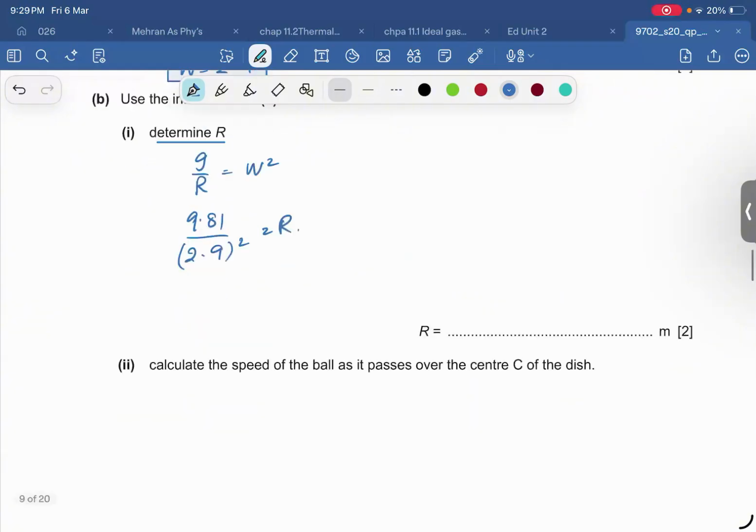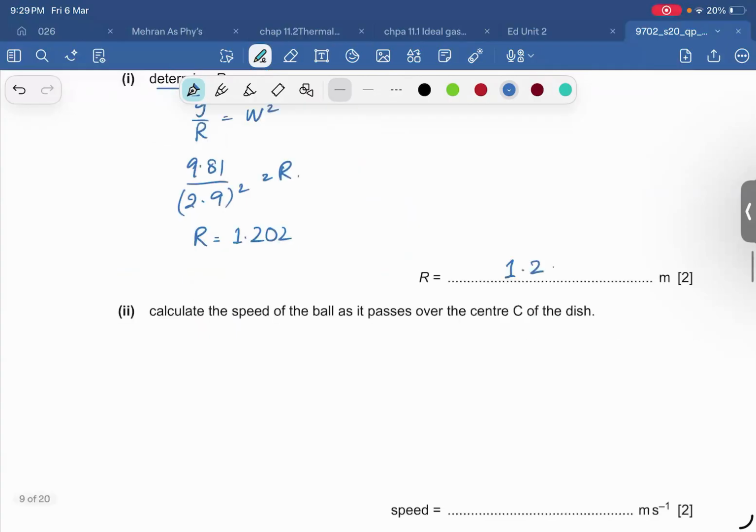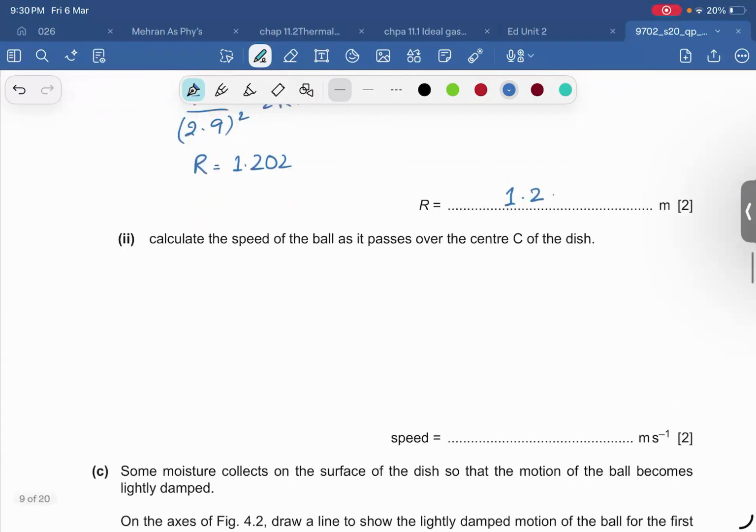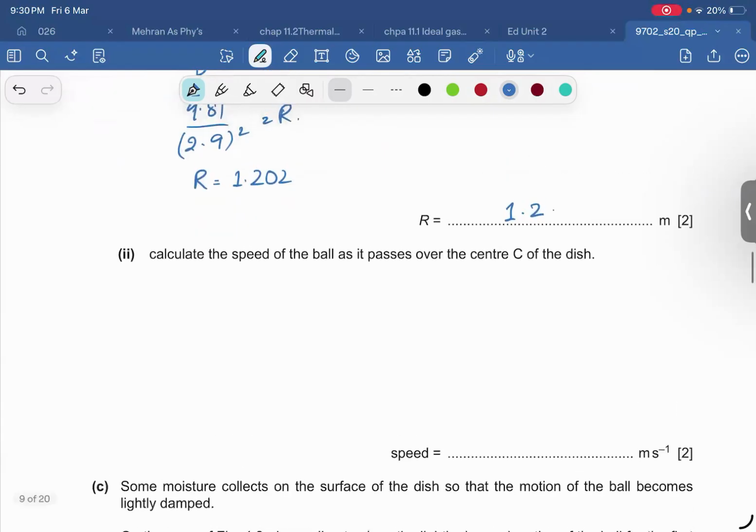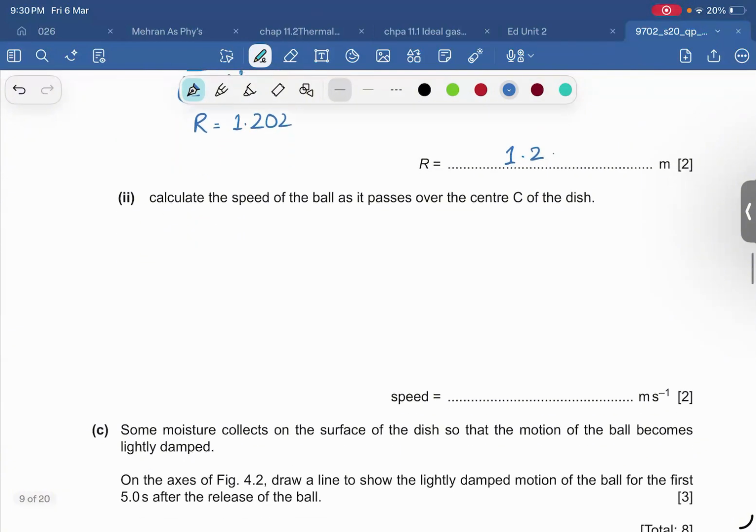Yes, I'm getting 1.202. Are you guys getting the same? Okay, I'm getting 1.166, which is basically 1.2. Okay, fine. Please read the next part.